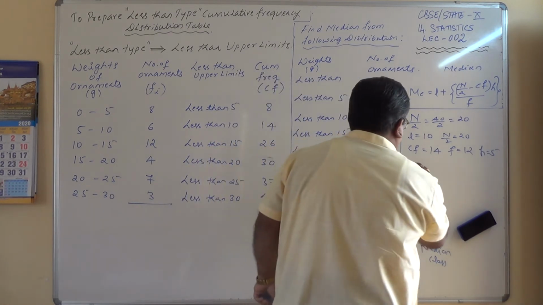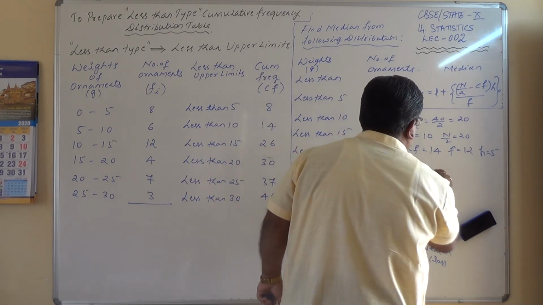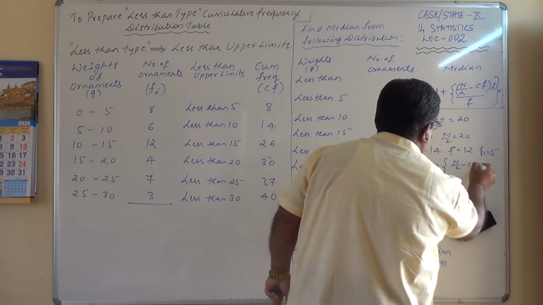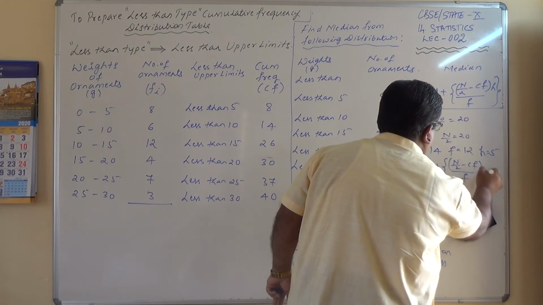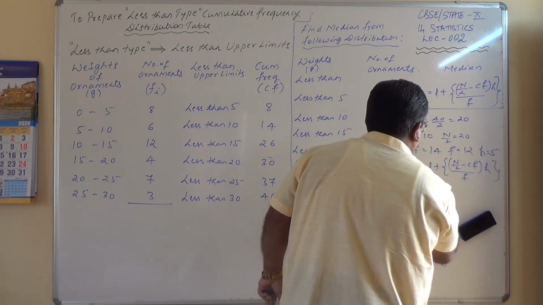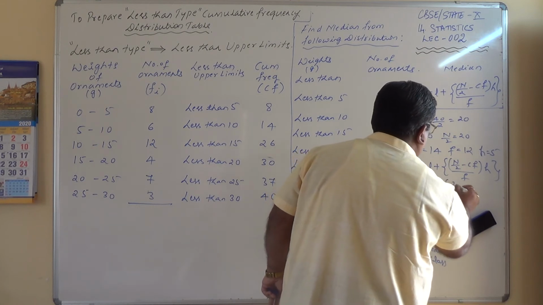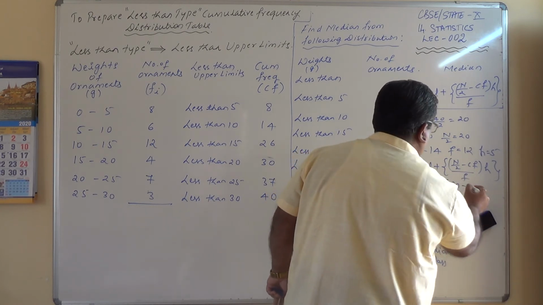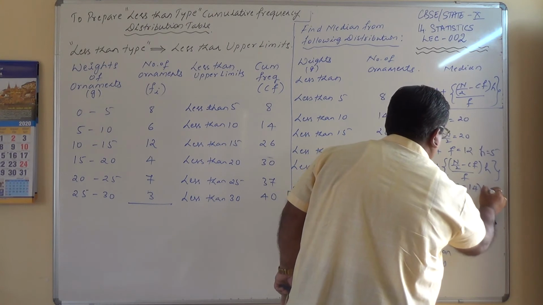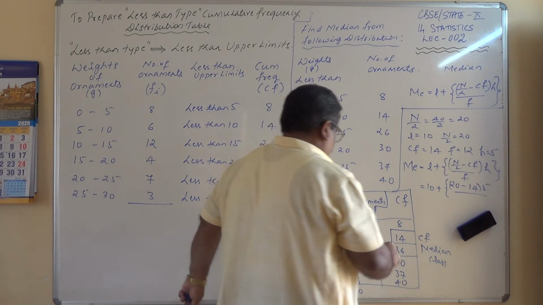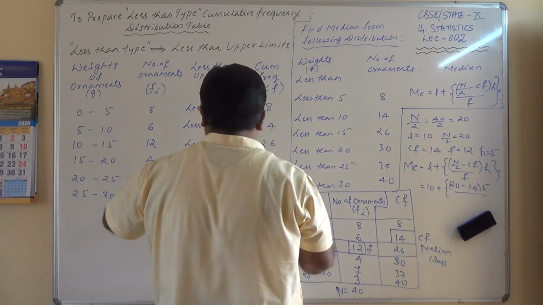So let us find the median now. Median is equal to L plus, into bracket, n by 2 minus CF, the whole divided by F, into h. Which is equal to, L is how much? 10, plus, into bracket, n by 2 is 20, minus CF is 14, into h is 5, the whole divided by frequency F. F is 12 here: 8 plus 6 plus 12, correct, 12.